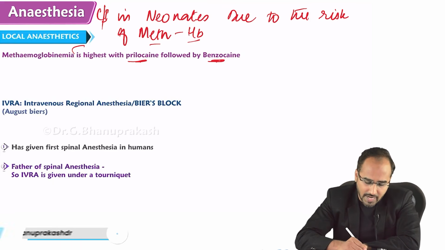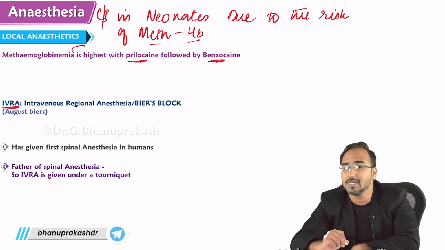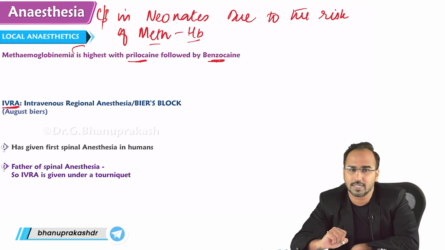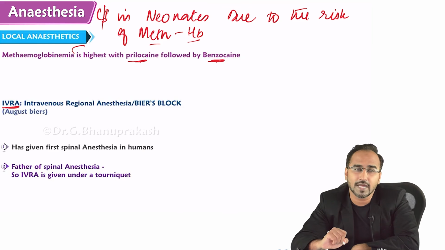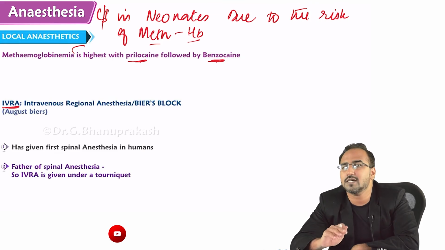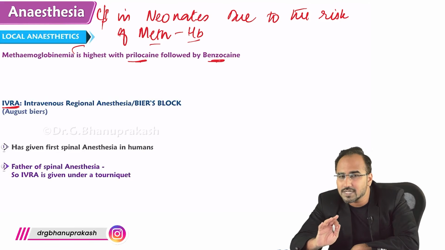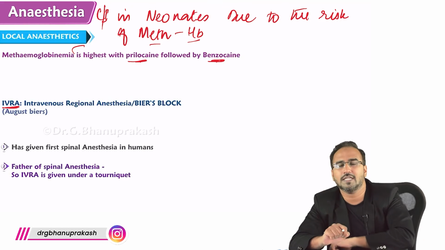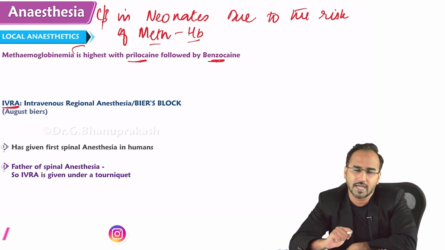Next, coming to IVRA. Guys, I have given you a brief introduction of IVRA while we were discussing Lignocaine. You remember the 95-year-old guy who came with the complaint of Colles fracture, who was a smoker and whose heart was not functioning properly? For that, you can't give any anesthesia. You will go for IVRA, right? IVRA is intravenous regional anesthesia. You give the drug IV, it will cause regional anesthesia.